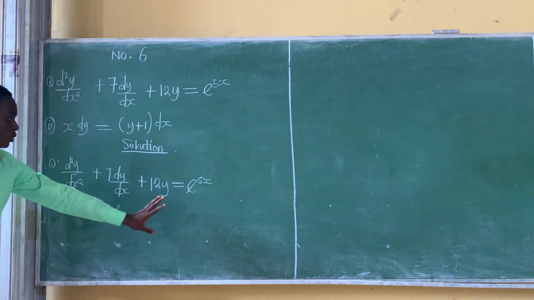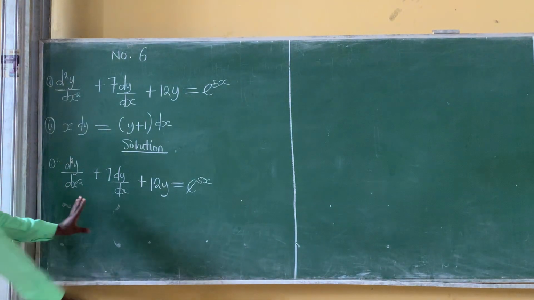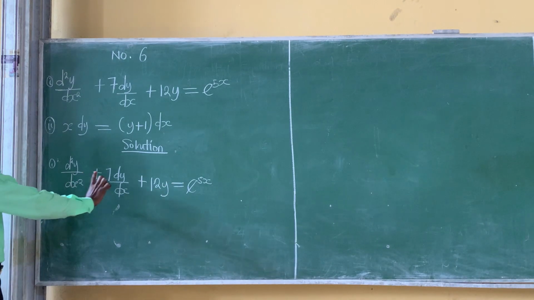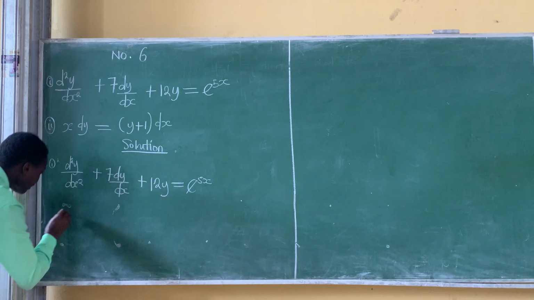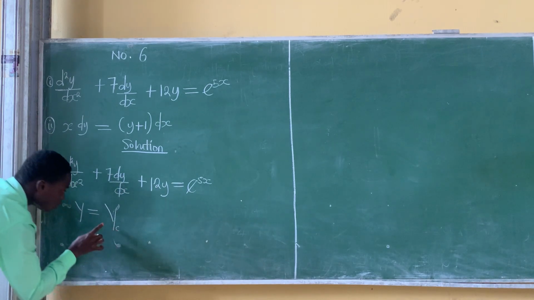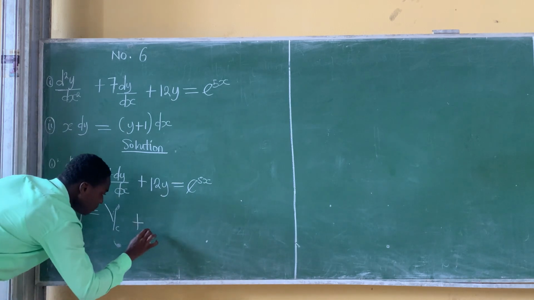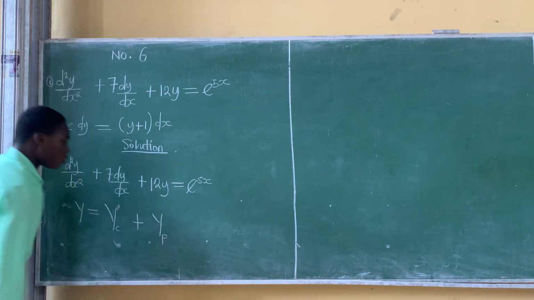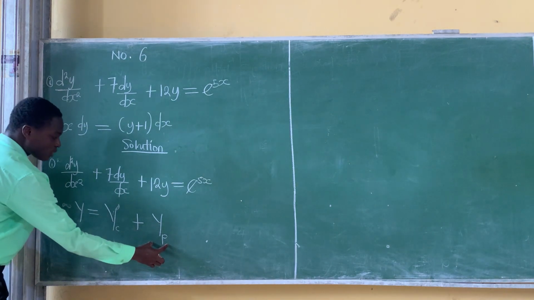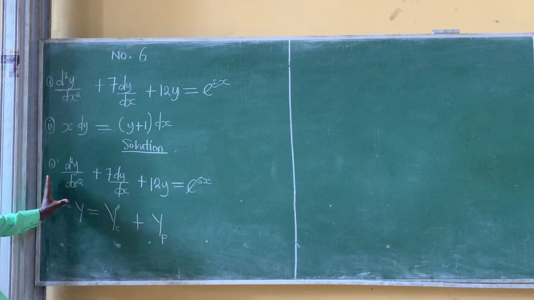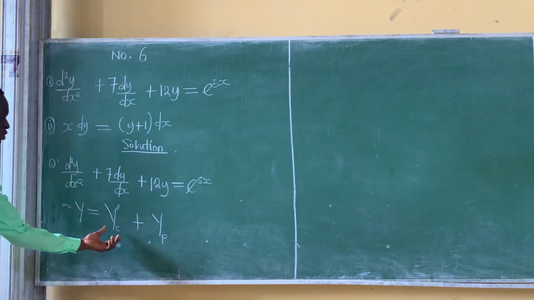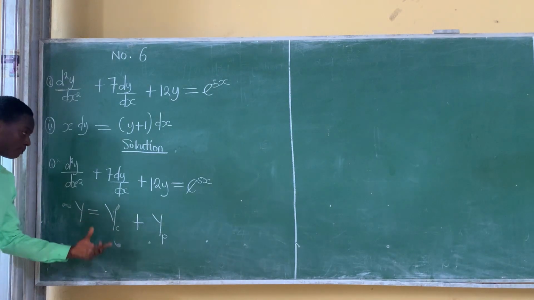Having known that this differential equation is a linear non-homogeneous ordinary differential equation, the solution to any differential equation of this form is given by y = y_c + y_p, the complementary solution plus the particular solution. So we have to find the complementary solution and the particular solution, then add them together to find the general solution. So how can we find the complementary solution?